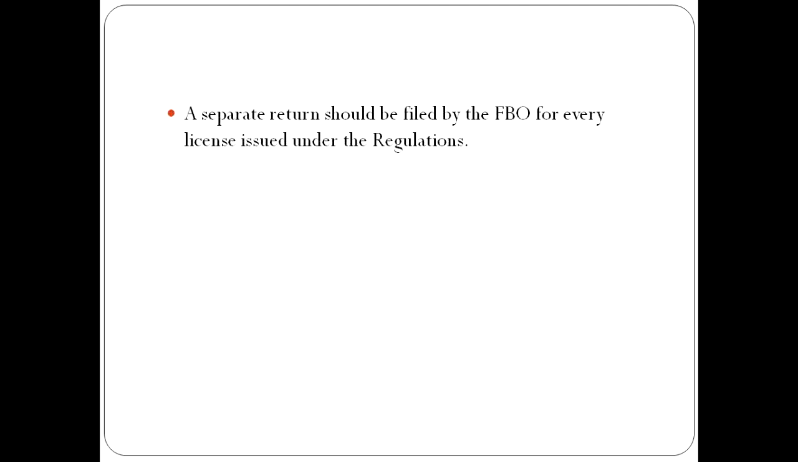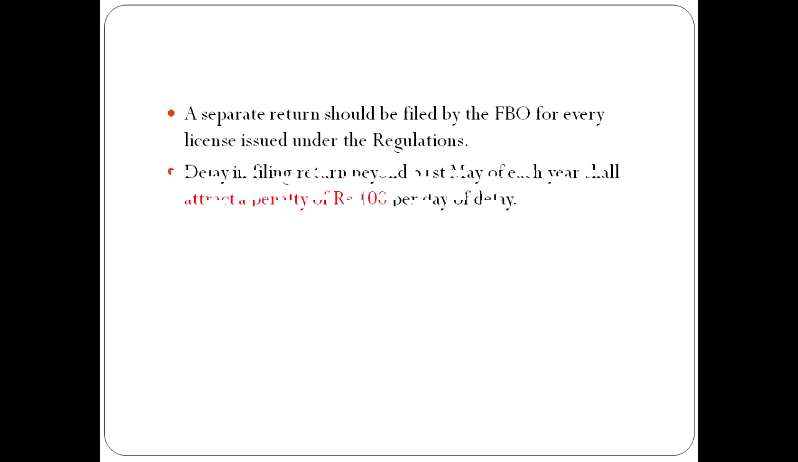A separate return should be filed by the FBO for every license issued under the regulation. So say a food business operator has some 4 or 5 licenses. For every license he is holding, you need to file a separate return. The same individual, if he is having 3 or 4 licenses, needs to submit a return for each and every license that he is holding.